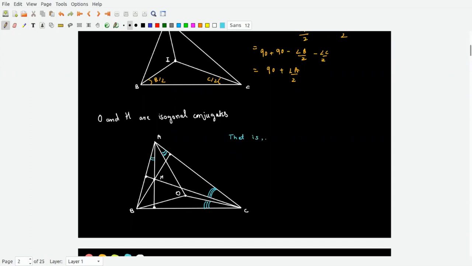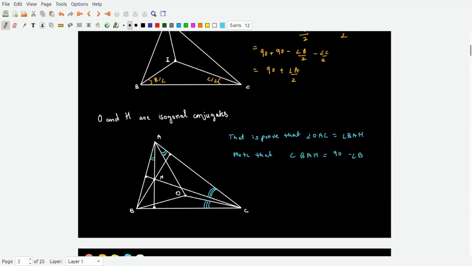That is, we need to prove that angle OSC is equal to angle BH. Because similarly, you can prove that HCA is equal to OCB. Right. And now note that angle BAH is 90 minus B. 90 minus angle B. And what is angle AOC?